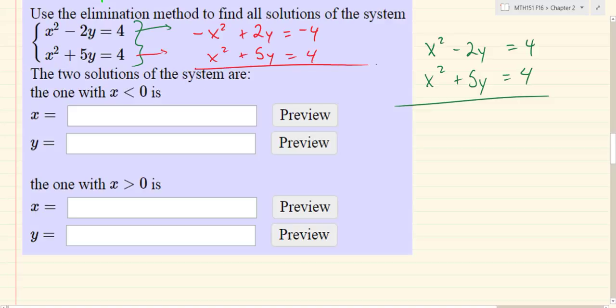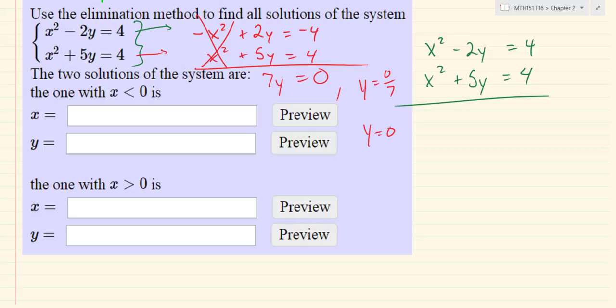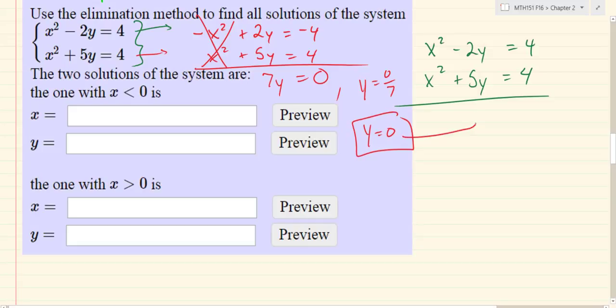And we add them up. And we get 7y equals 0. How about that? So y equals 0 divided by 7, which is 0. Right, so y equals 0. This is the y coordinate of both intersection points. What are the x coordinates? How would you find the x coordinate now that you have the y coordinate? Plug it in, right? So take y and plug it into either one of these equations. Just to show you that it works, I'll do it in both.